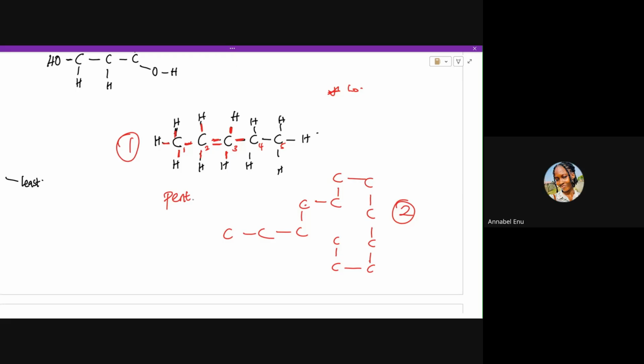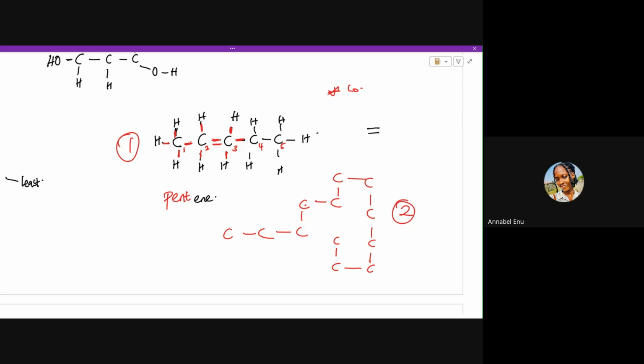It's now what? Pentanol? No, a double bond functional group is not pentanol. What do we call it? Pentene. Good. So it is pentene.